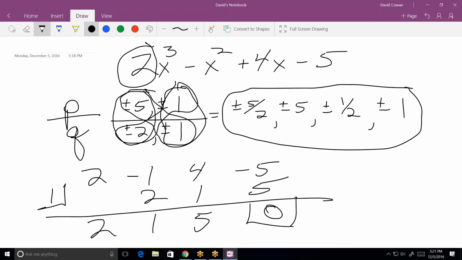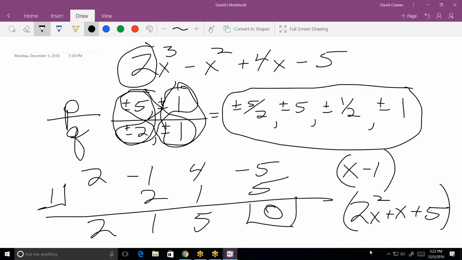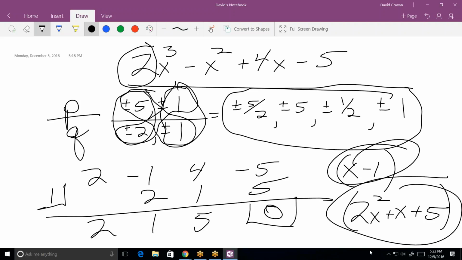Okay, that tells me 1 is a 0, which tells me x minus 1 is a factor. What's my other factor? 2x squared plus 1x, or just plus x, plus 5. If I multiply that times that, I will get what I started with.